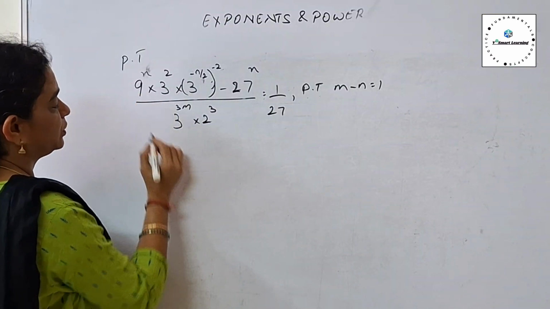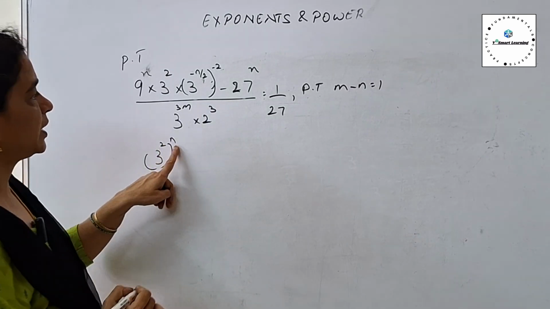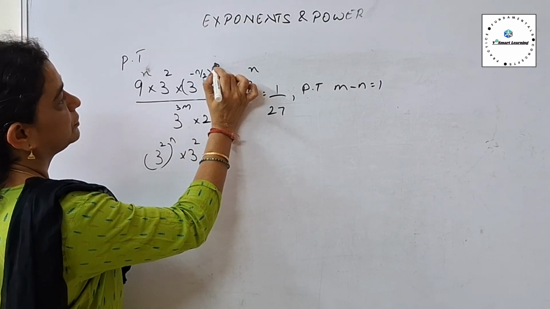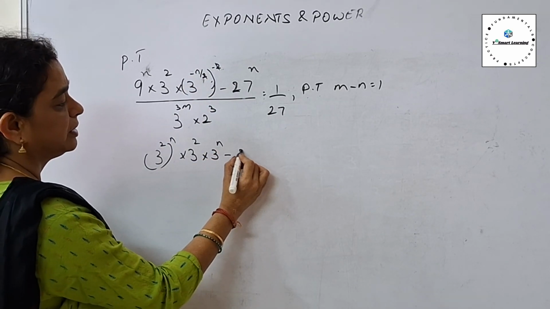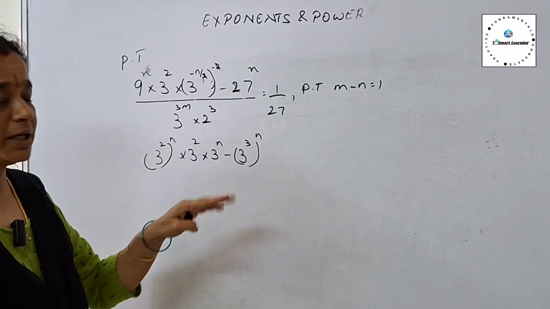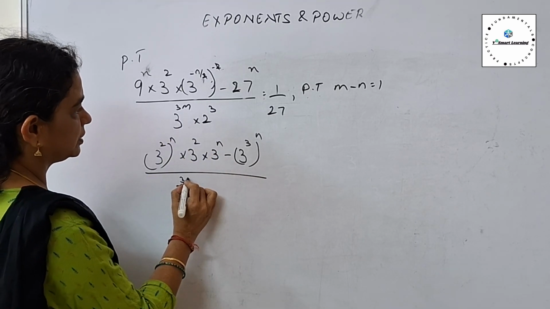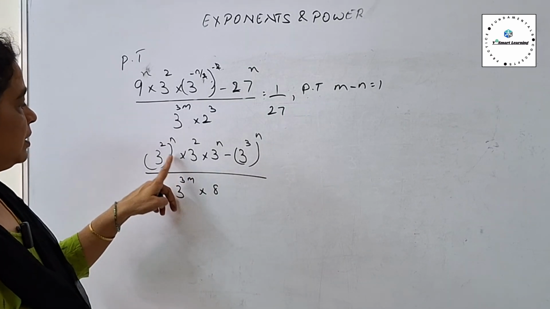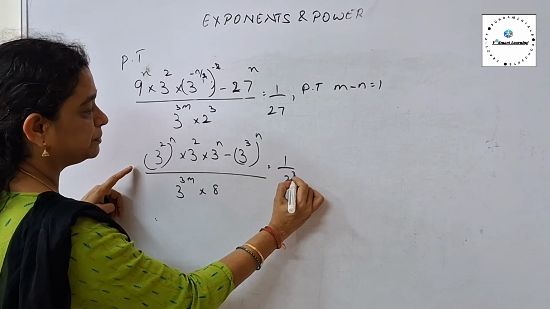So here I know 9 is a power of 3. So I express my 9 as (3^2)^n, into 3^2 into 3 to the power of this 2 goes, minus into minus is plus. I get 3^n minus (3^3)^n. This 27, by now you should be able to write it in one step. This is 3 to the power of 3m into 3^3. So now I see that this is equal to 1 by 3 cube, correct?